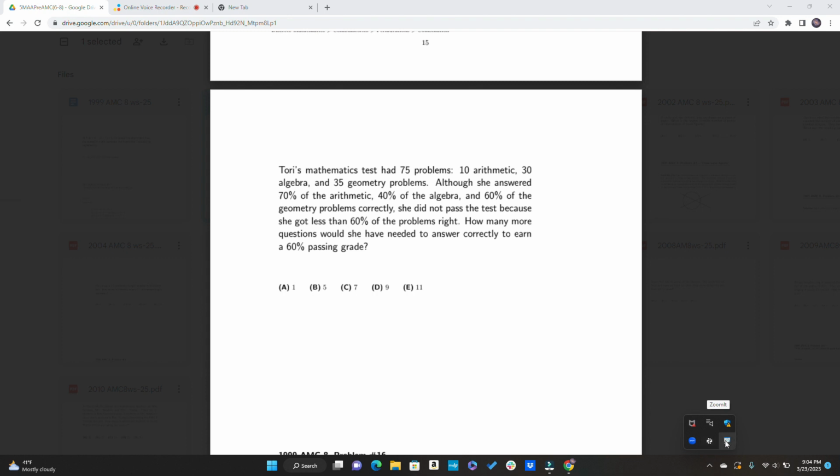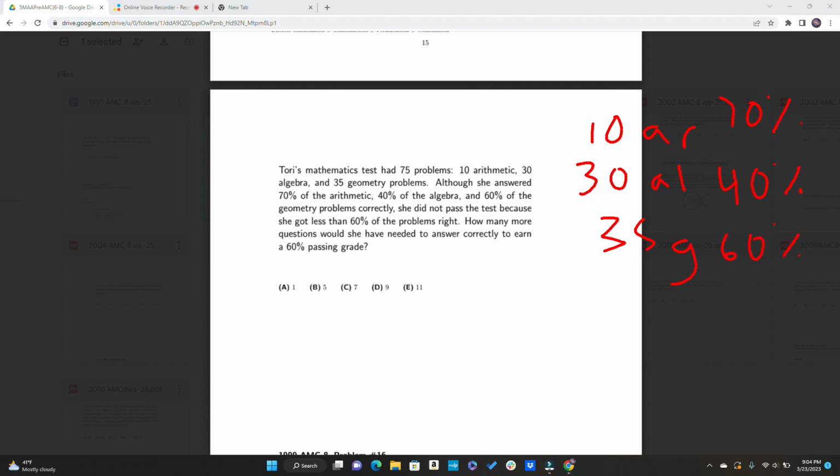All right. Here we've got Tori's math test. So 75 problems, 10 are arithmetic. Always helpful to write things down. 30 are algebra. Sometimes you need to change your variables. And 35 are geometry. So she answered 70% of the arithmetic, 40% of the algebra, and 60% of the geometry. Okay, and it says she got less than 60% of the problems right. So how many more questions would she have needed to answer correctly to earn a 60%?